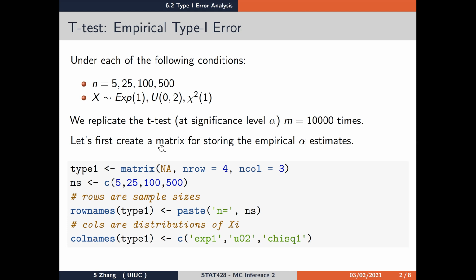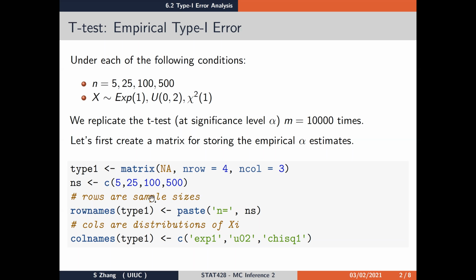So before we do this, let's first create a matrix for storing the results. That is, we want to have a matrix where we store the empirical type 1 error rate, that is the alpha estimates, across all of these possible conditions of n and the distribution of x. Let's call this matrix type1. It's going to be a matrix of 4 rows and 3 columns. And for each of the rows, we store the results corresponding to one of the 4 sample sizes. So our n's are given by 5, 25, 100, and 500.